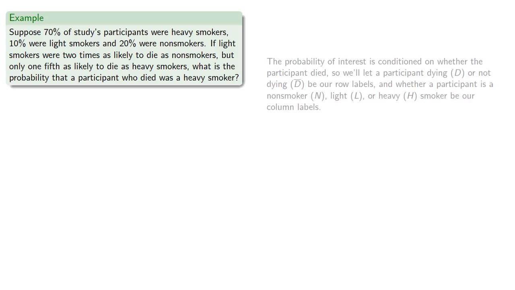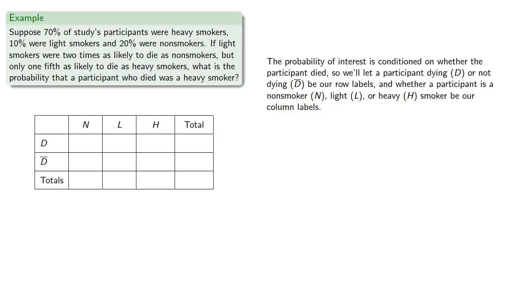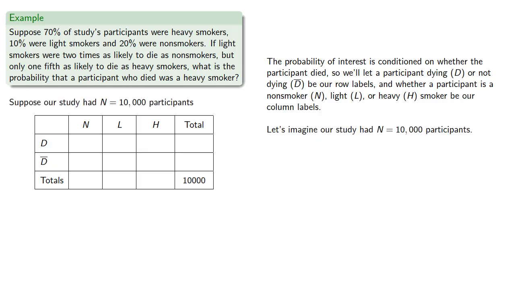So the probability of interest is conditioned on whether the participant died, so we'll let a participant dying or not be our row labels, and whether a participant is a non-smoker, light, or heavy smoker, we'll let those be our column labels. Now, again, let's imagine that our study had 10,000 participants, and we know the distribution into non-smokers, light smokers, and heavy smokers, so we know the totals in each of those 3 columns.